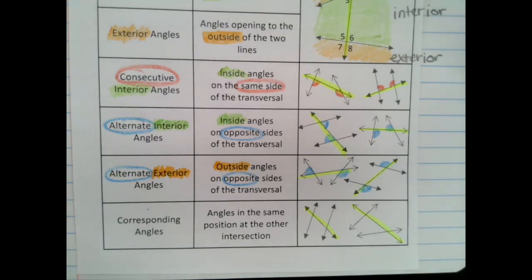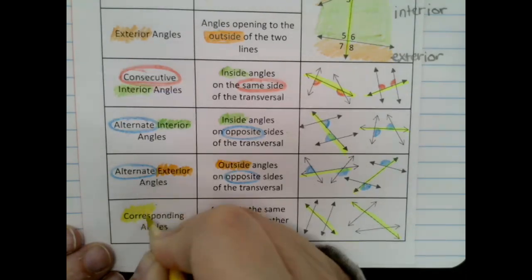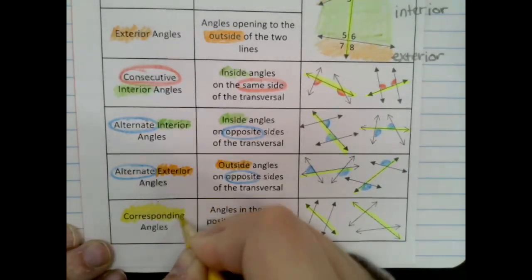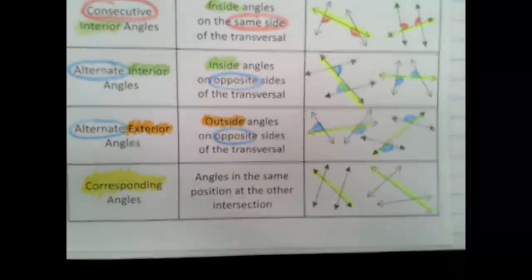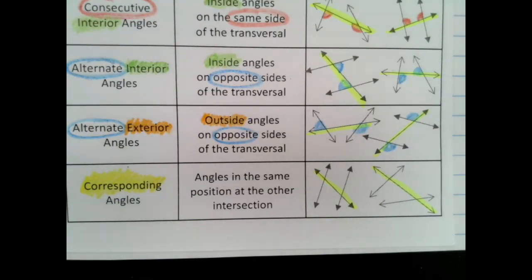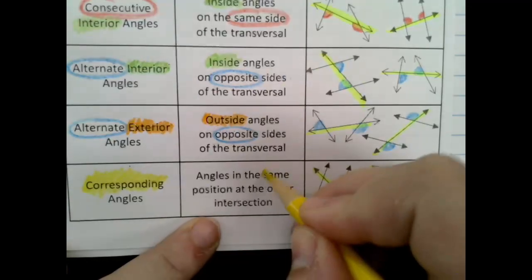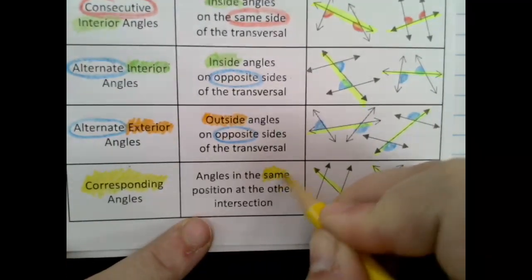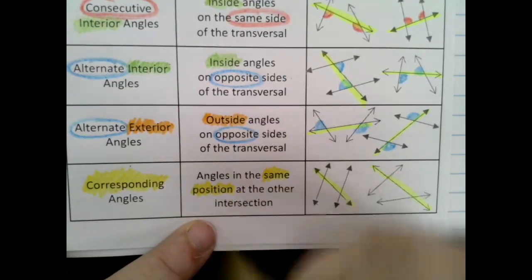All right. Corresponding, though, is different. So I'm going to do corresponding. I'm going to use yellow because that's my last color I have. If you want to use brown, you can. Okay, corresponding. This one can be a little challenging to decipher at first. Corresponding means angles in the same position. They correspond to each other. They are connected.